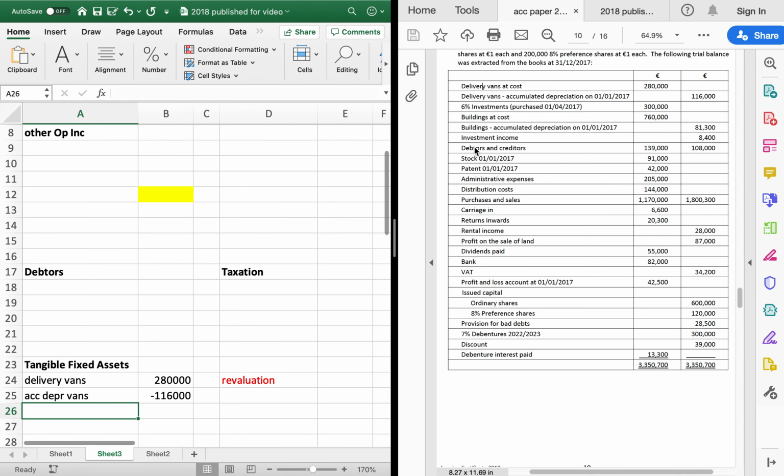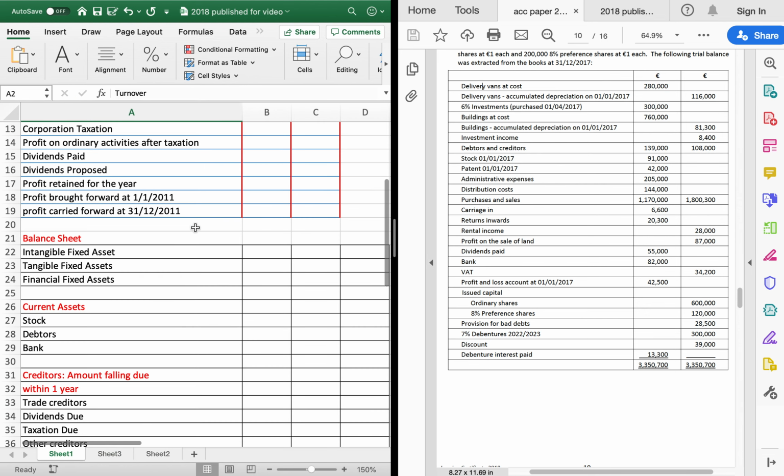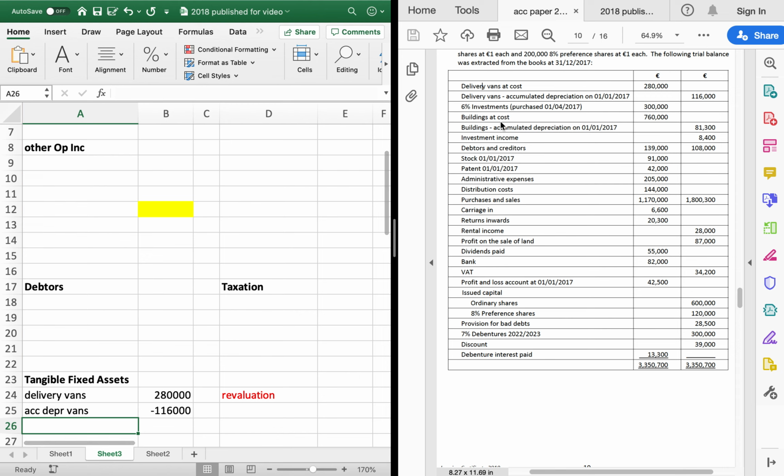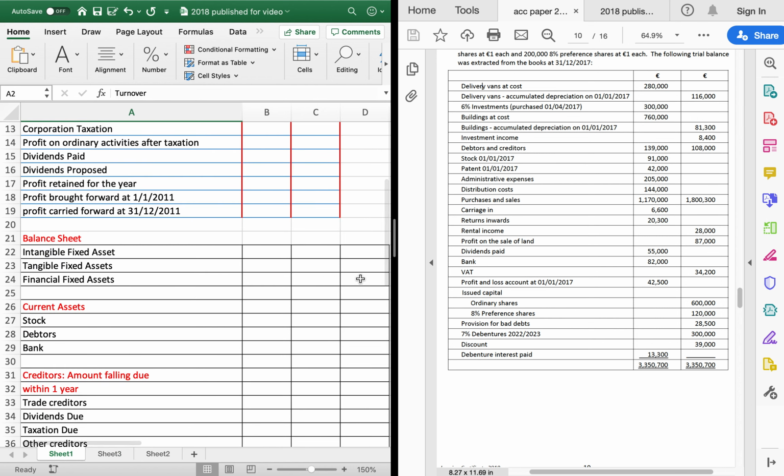Okay, because you're lumping all of these things together, so therefore you have to lump their depreciation and so on together. 6% investments purchased on the 1st of the 4th 2017. So my investments, they're going to go straight in, 300,000.